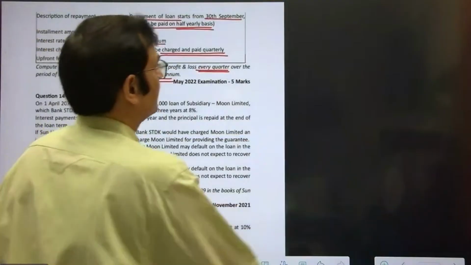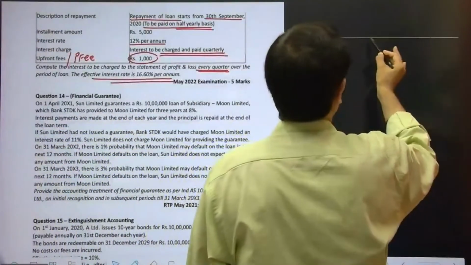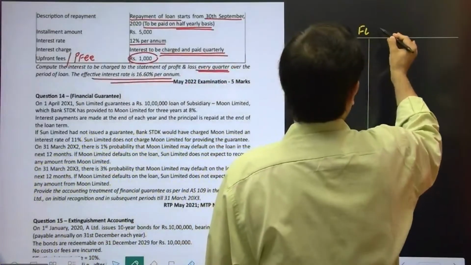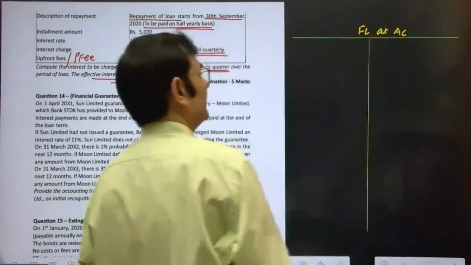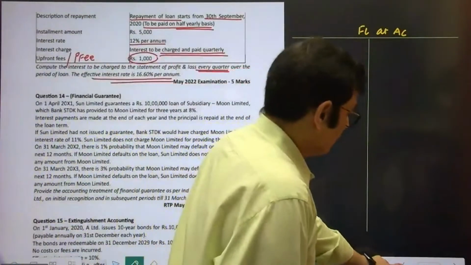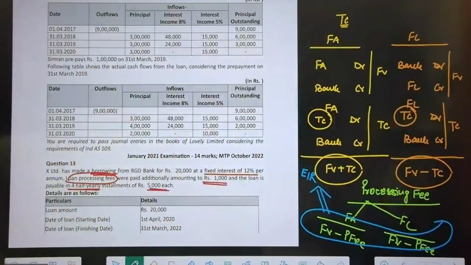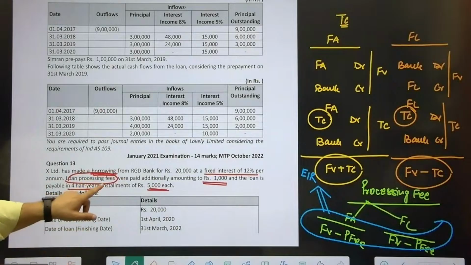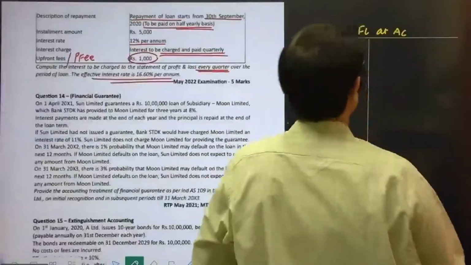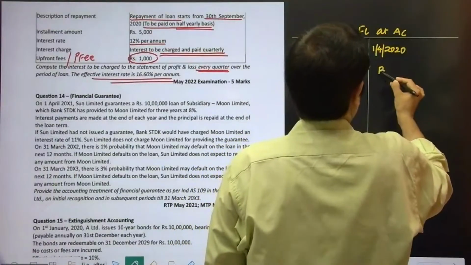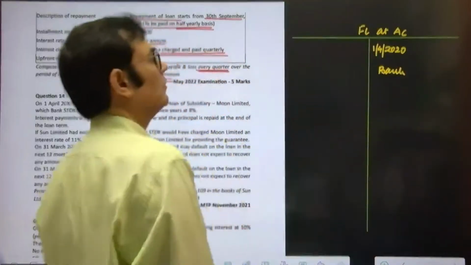Okay, so let's begin with the ledger on the financial liability. So we're going to make a ledger account for the financial liability. This is going to be made at amortized cost by default category. So we'll take the financial liability at AC. So let's first of all go with the inputs. I am given the bank loan is for 20,000 with a fixed interest of 12% and a processing fee of 1,000. And this is on 1st April 2020. So on 1st April 2020, give me what is the amount at which the financial liability will be recorded.